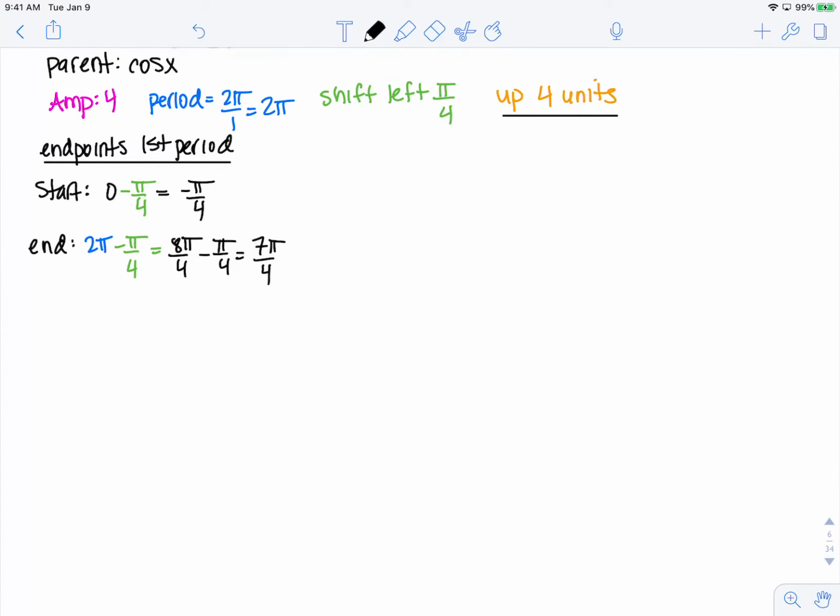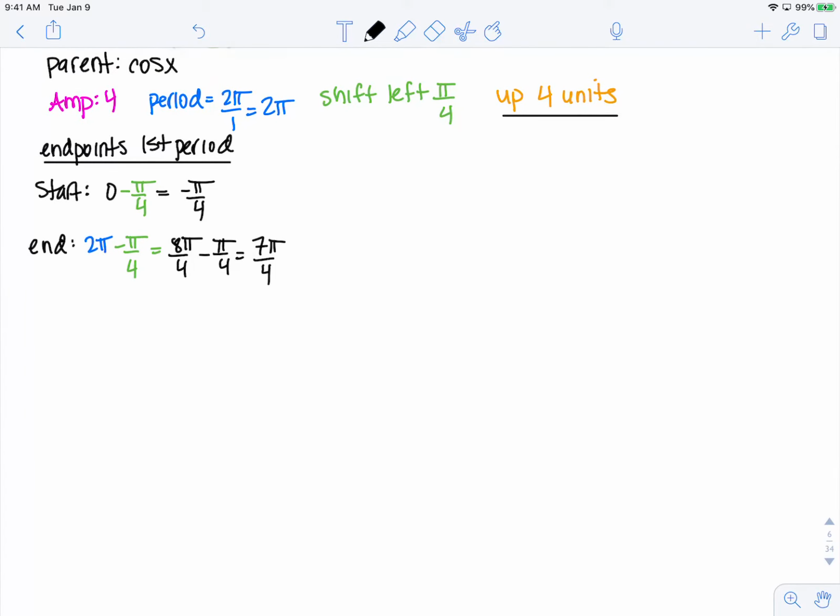I'm doing that work in my head. Now, to find the midpoint of these two, that's going to be 2 pi over 4 over 2, which is 2 pi over 8, which is going to be pi over 4, not drawn to scale. And then the middle of these two is going to be 10 pi over 4 over 2, 10 pi over 8, which is going to be 5 pi over 4. So you might have to show that work for yourself.